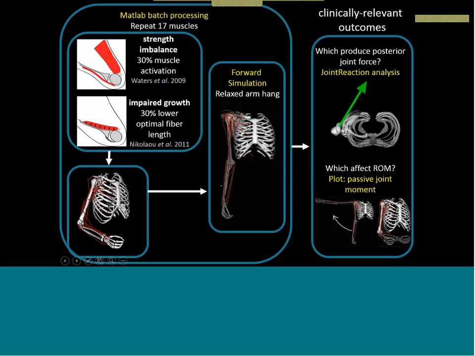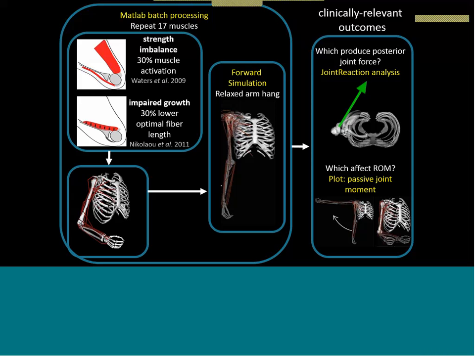We start with the generic model, and for every single muscle crossing the shoulder, one at a time, we either changed it so it represented a strength imbalance. So we activated that muscle by 30% while leaving all of the other muscles unactivated. And a muscle acting by this mechanism would need to be unparalyzed following the injury. We also represented an impaired growth by reducing the optimal fiber length of the muscle actuator by 30%. Again, one muscle at a time. And muscles that would be acting by this would have to be paralyzed following the brachial plexus injury.